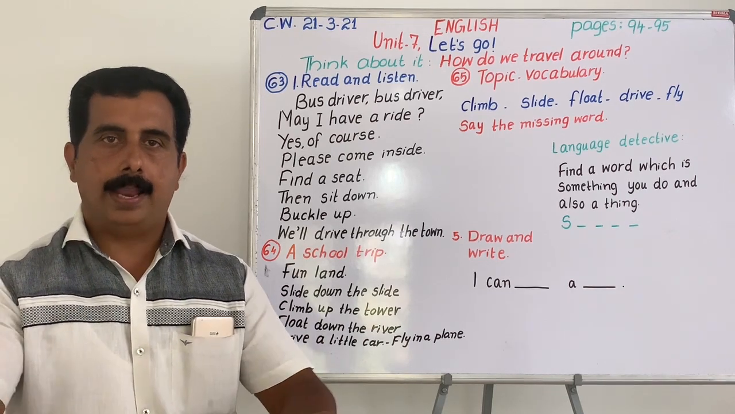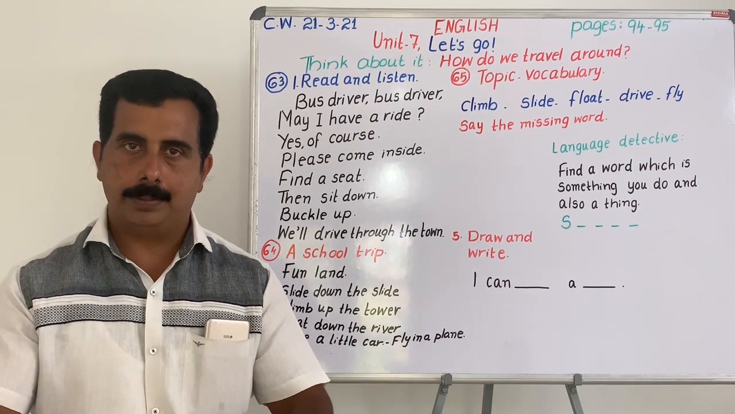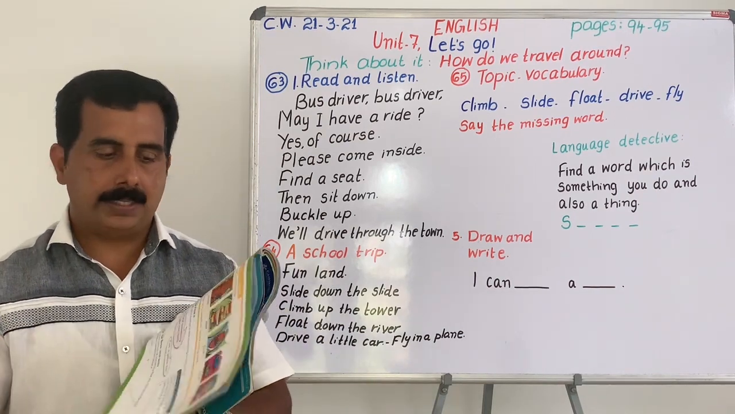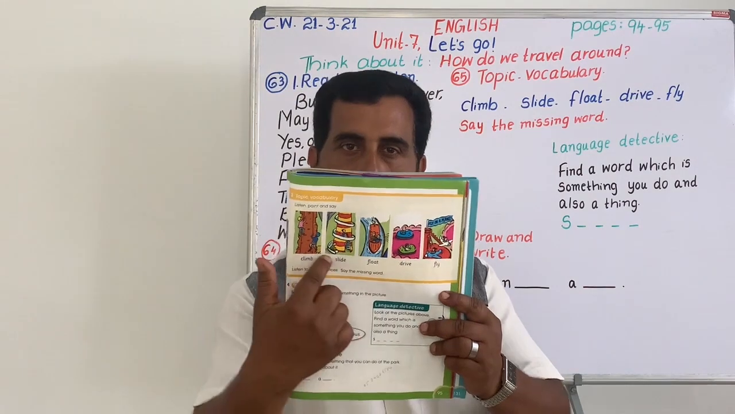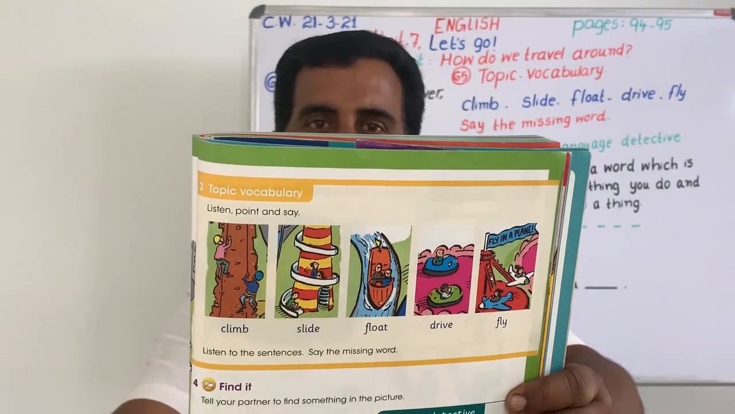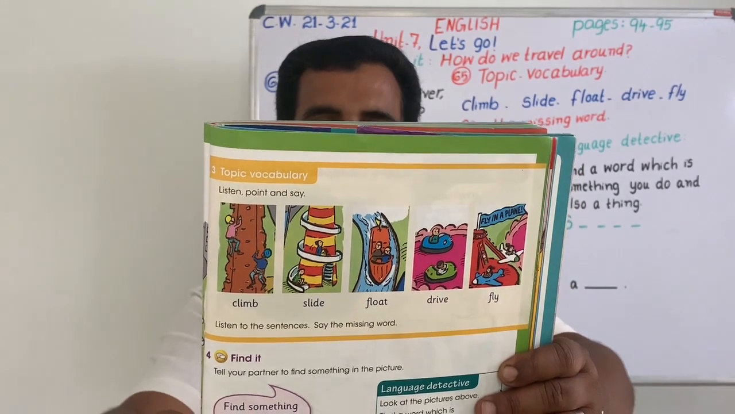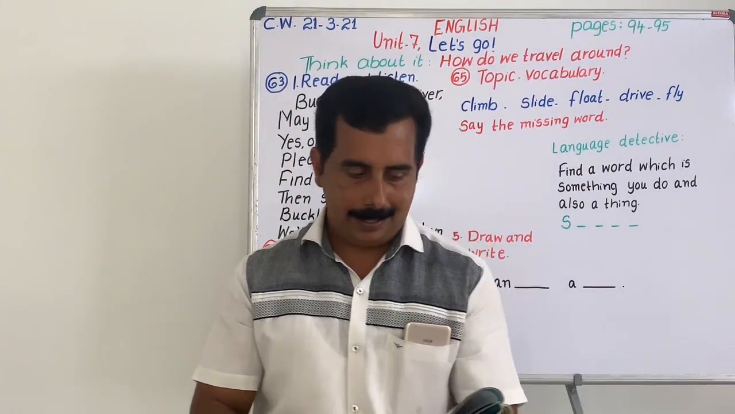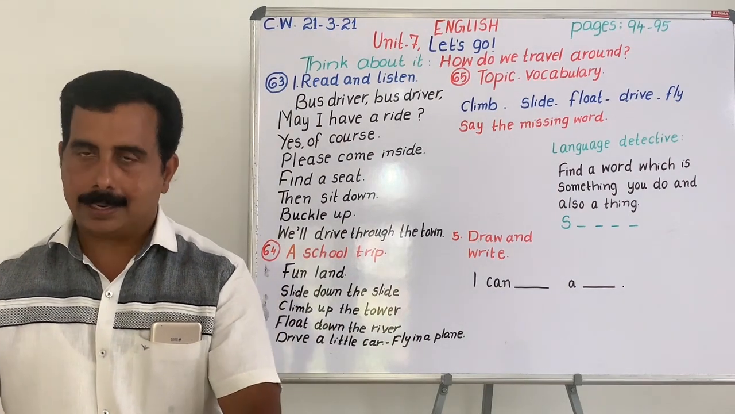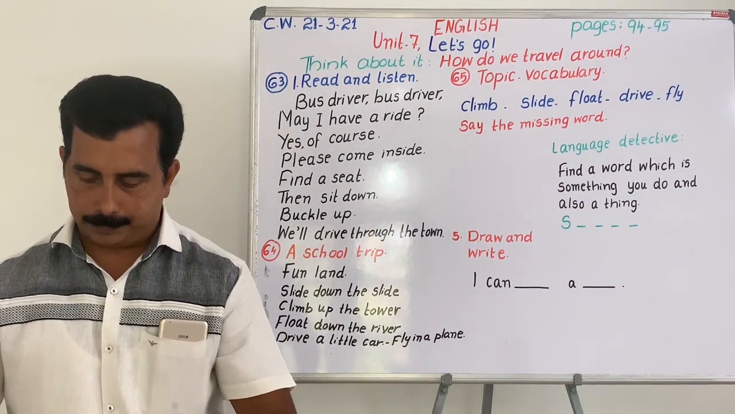Think in Fun Land, what can you climb? Or find out, look in the picture. So which picture are you climbing, children? Here, look at here. In which picture are you climbing? You are climbing up where? Tower. Okay, so find something you can climb. I can climb up the tower.